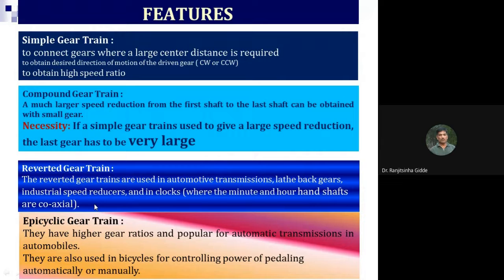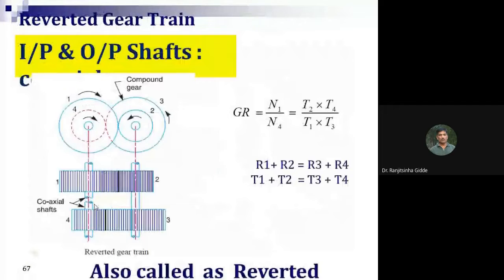Its feature is that it is a gear train in which input and output shafts are coaxial. So this we have seen. This one is the input shaft and this is the output shaft. These are coaxial.